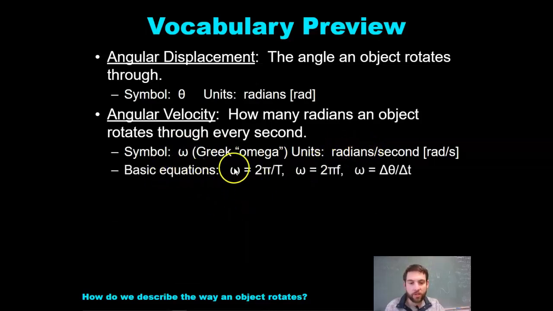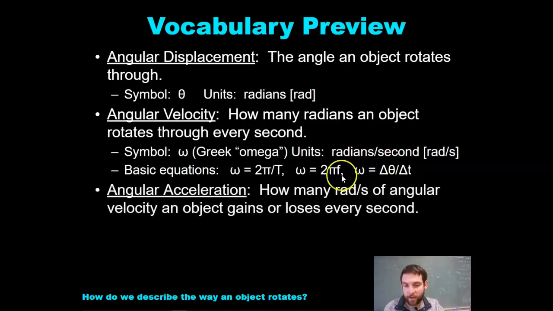The basic equation from earlier in the year: omega equals 2 pi over the period. Omega also equals 2 times pi times the frequency, because frequency equals the inverse of the period. And omega equals your change in angular displacement over your change in time.